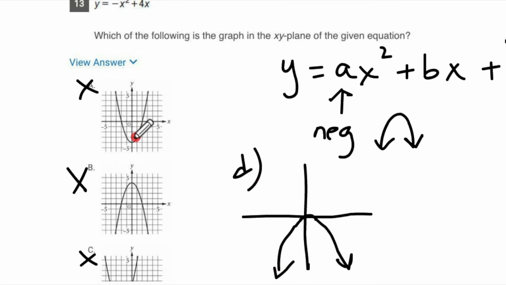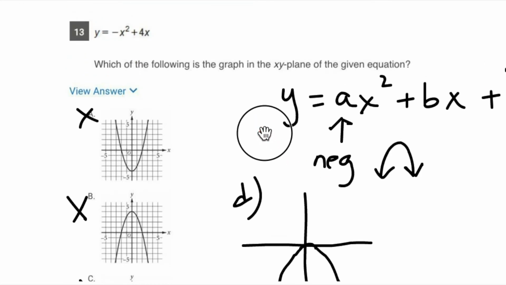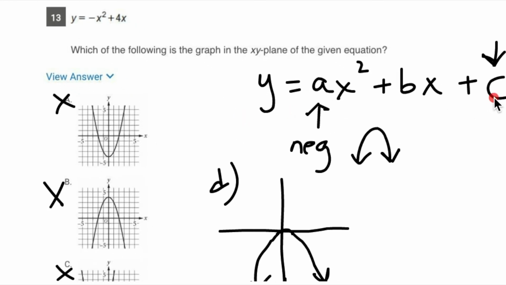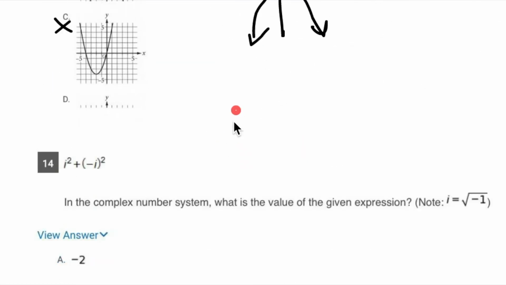You can also take a couple points and plug it in and see if it works. But the best way to know is, first thing, if there is a negative value in front of the x squared term, it's going to be upside down. And you should know that the constant value tells you where it's going to cross the y-axis, because at that point, x is 0. Okay, watch the video on parabolas if you have trouble with this one.